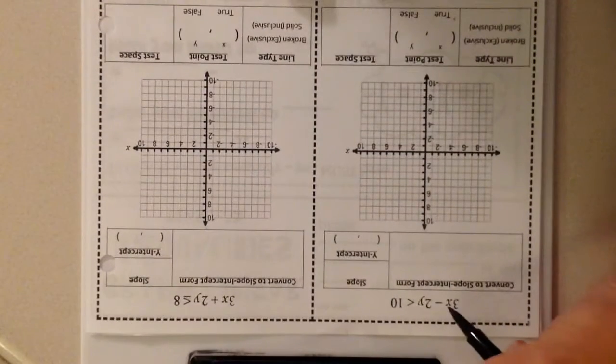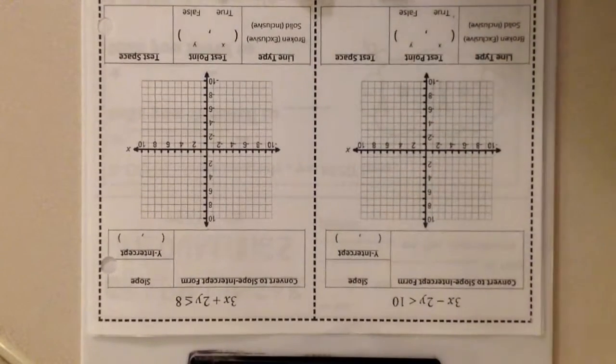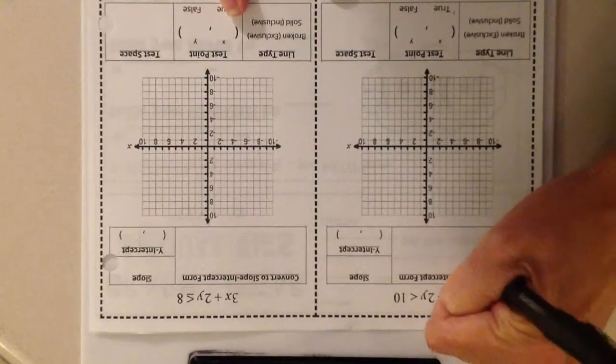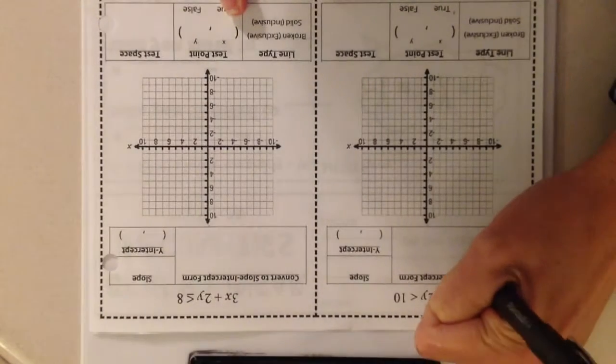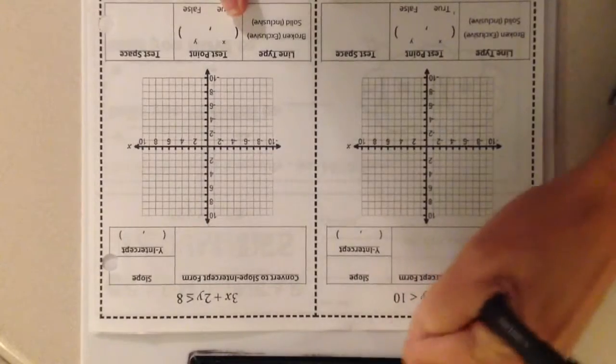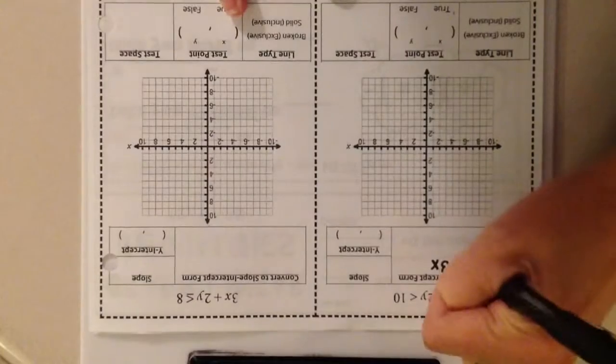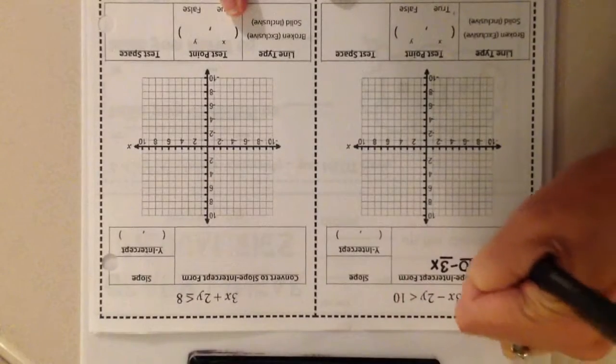All right, so I have 3 times the value of x minus 2 times the value of y is less than 10. So we're going to change this into y equals mx plus b format. So I have to move the 3x to the other side. So we are going to subtract 3x from both sides. And I'm going to be left with negative 2y is less than 10 minus 3x. And then I'm going to divide by negative 2.